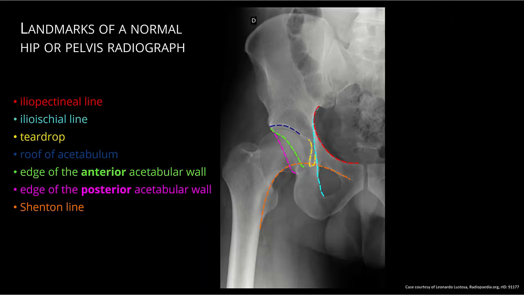Now, a nice summary image with all of these. I should mention the yellow teardrop reference is referring to the acetabular wall. This is used as a reference point for a number of conditions like fracture displacement or acetabular migration.